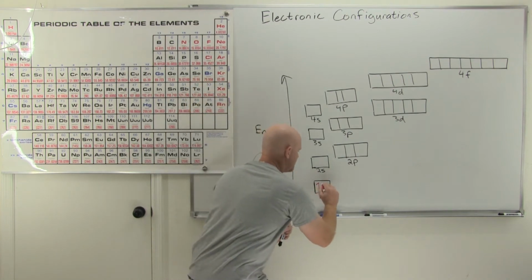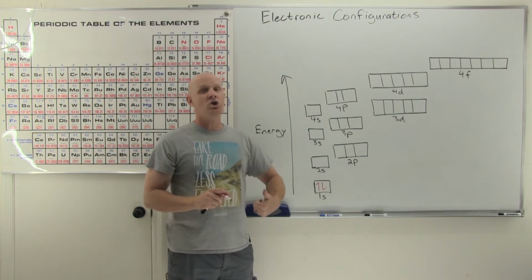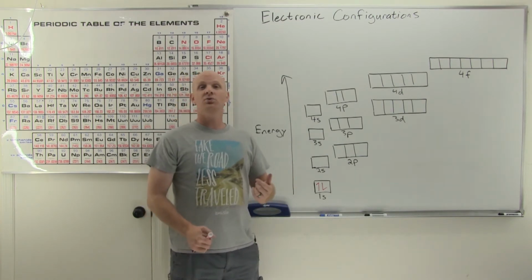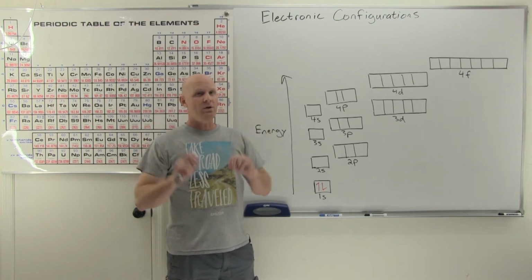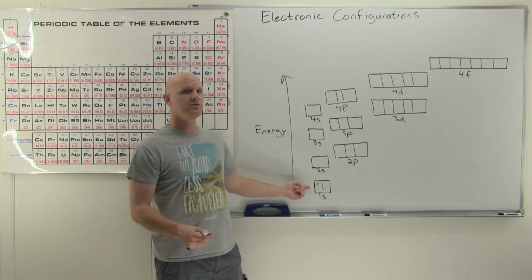And so the next one would be a spin down. And again, it didn't actually matter which one of these I filled in first. It could have gone either way. And so this is, if something has 2 electrons in what we call the ground state, the lowest energy state, those 2 electrons would be in a 1s orbital.